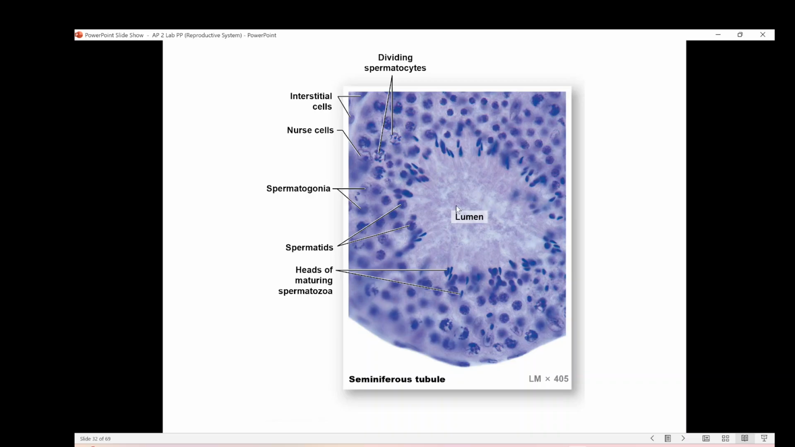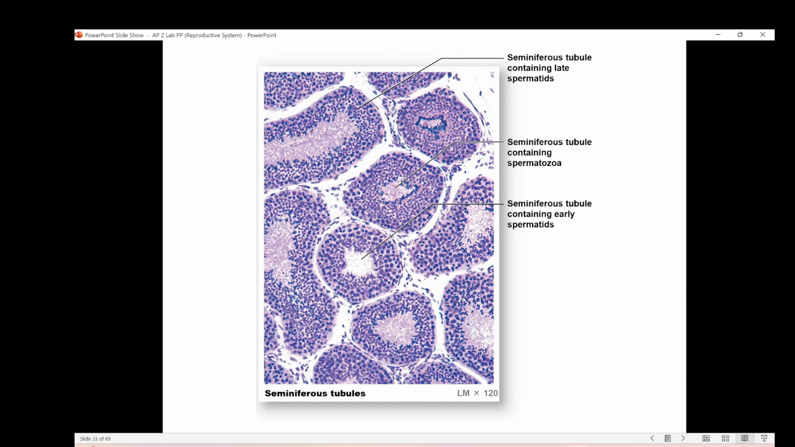And then once they're developed, they'll go into the lumen and they'll go through the whole passageway of tubes that we talked about a little bit earlier in this lesson. And it's just another picture. Again, you can see multiple seminiferous tubules here. Again, remember in between is where we would have the Leydig cells, the interstitial cells that produce the testosterone.